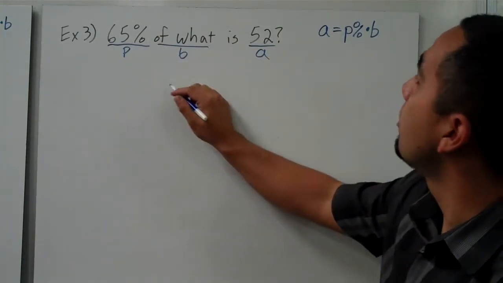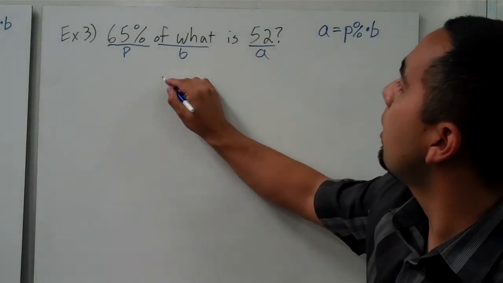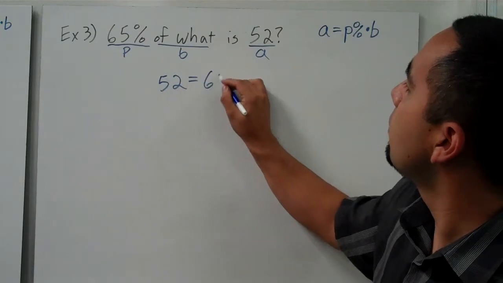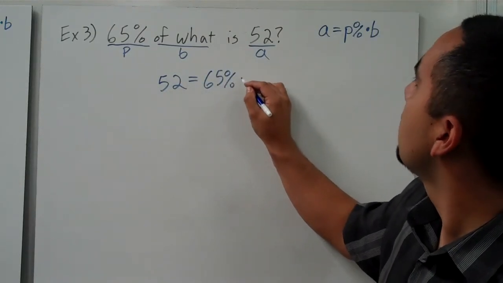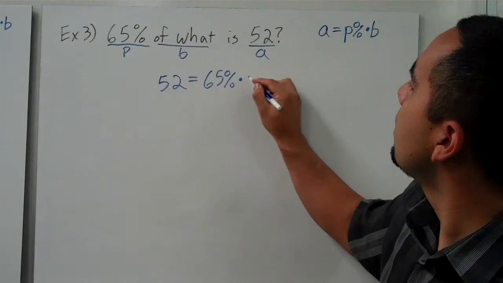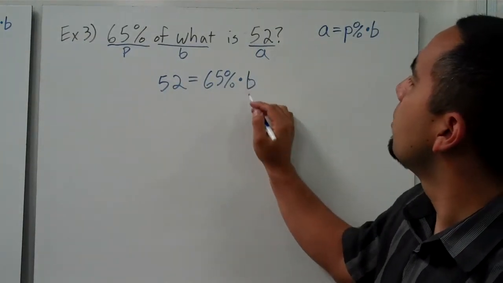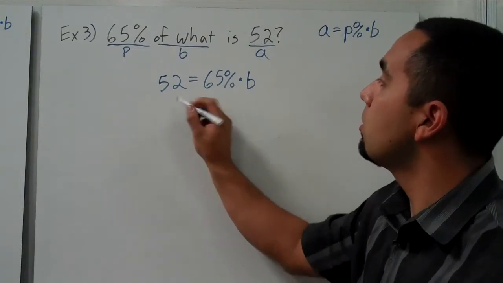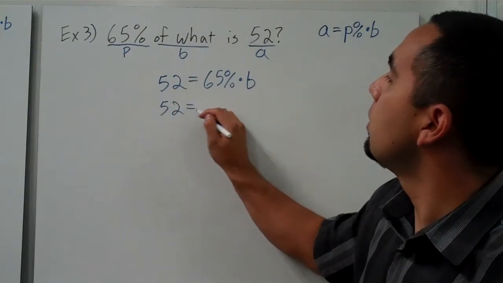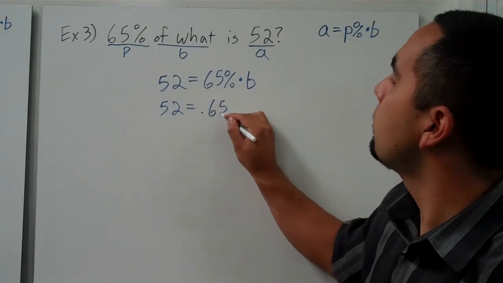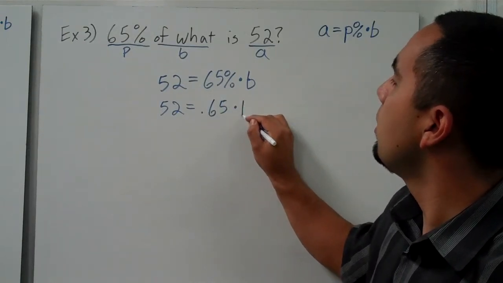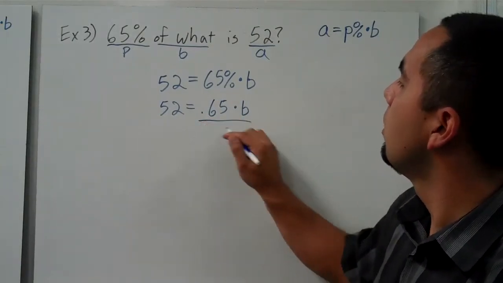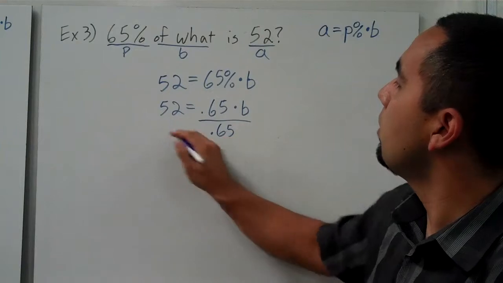So again, I'm going to use my formula, A equals percentage times B. A is 52, and that equals 65% times B. And again, we don't know what B is. All we have to do is solve for it. So again, 65%, I need to convert that first. So 52 equals 0.65 times B. How do I get B by itself? Well, I need to divide by that 0.65, right?